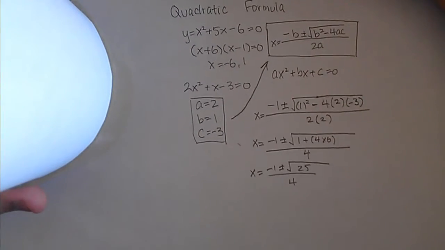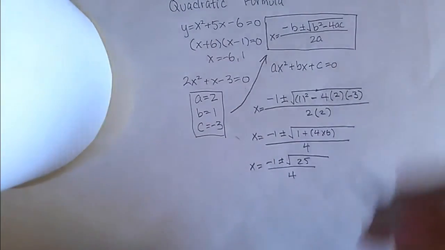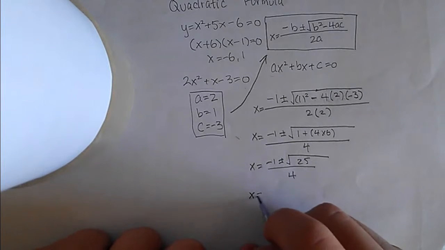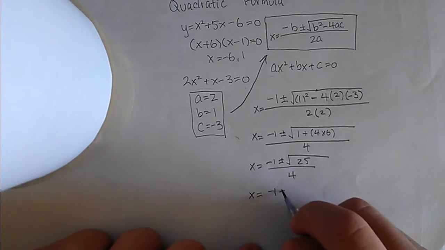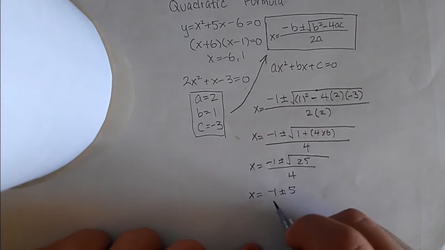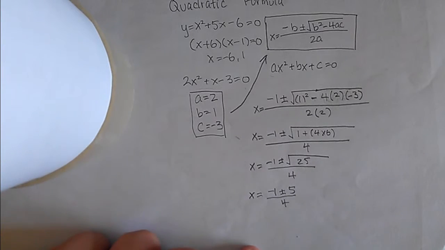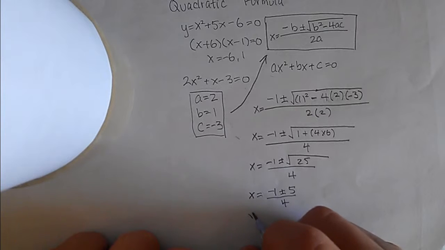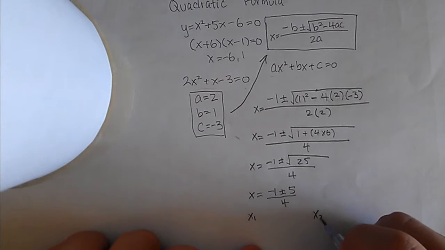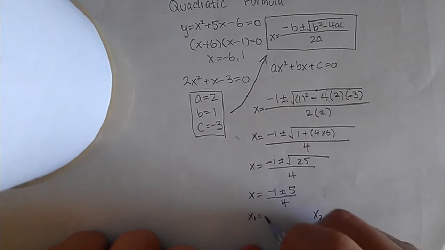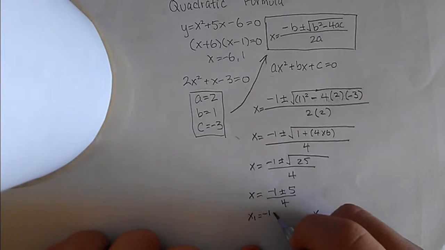Now let's continue to go down. X is equal to negative 1 plus or minus 5 over 4. Since it's plus or minus, that means we will have two answers. So we will have an x1 and an x2. So x1, let's use plus first. So negative 1 plus 5 over 4.